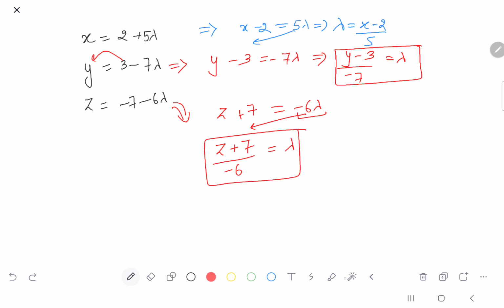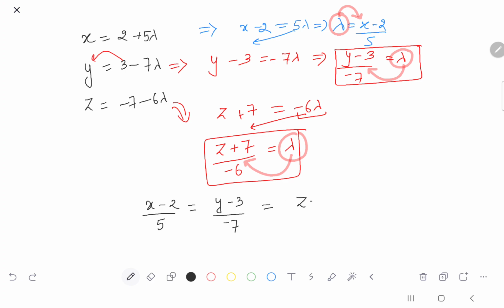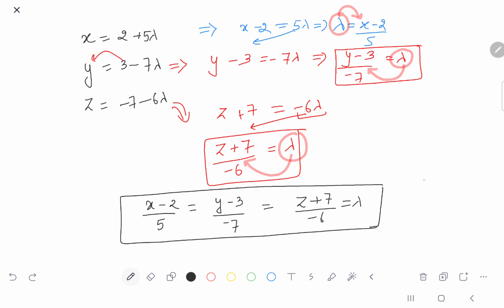So basically you see this is lambda, this is also lambda, and this is also lambda. One lambda is in terms of z, this is in terms of y, and this is in terms of x, but all of these are lambda only. So they should have one value at the same time. So can I say x minus 2 over 5 equals y minus 3 over minus 7 equals z plus 7 over minus 6 equals lambda. So this comes out to be my Cartesian equation. Are you understanding my point, Atul? Yes, ma'am. Very simple.